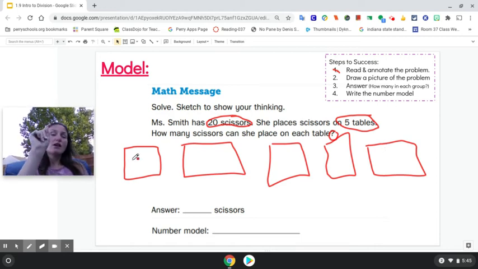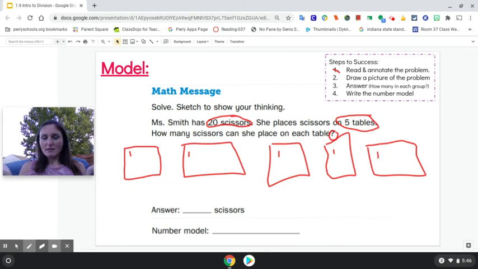I could make a cute little picture of scissors, but that's going to take a really long time. So I'm just going to draw dots, and each one of my dots is going to represent a pair of scissors. You could draw a line, you could draw a box, something simple that you could do quickly. Okay. So I'm going to count and put 1 in each until I get to 20. So I'm going to make a line. So 1, 2, 3, 4, 5.